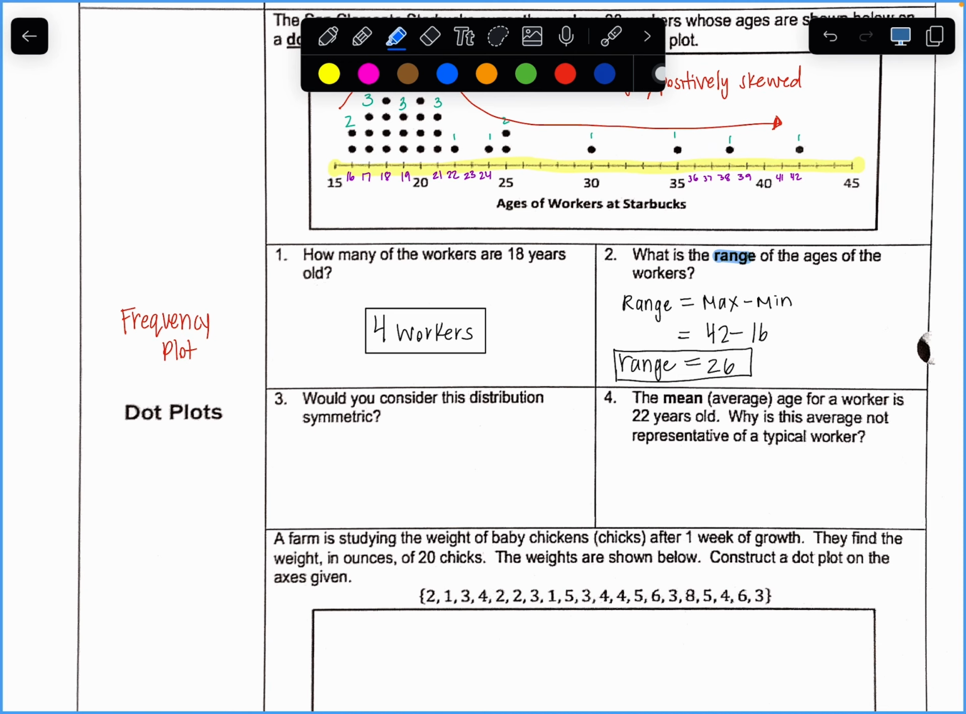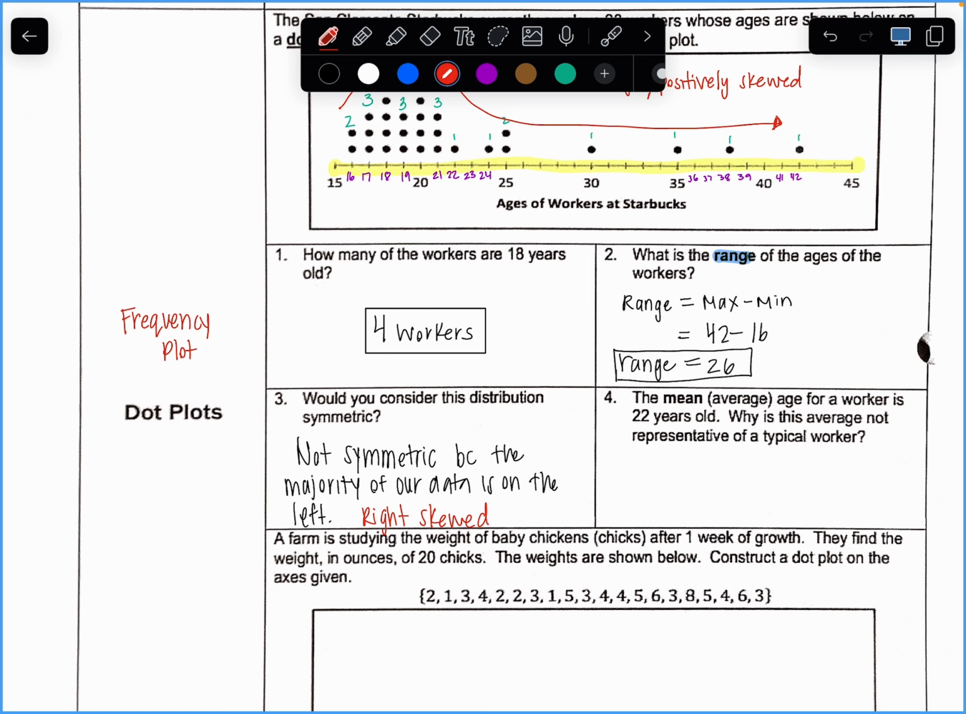He's allowed. So is this symmetric or not? Not symmetric. Because the majority of the data is where? Is on the left. So therefore we got a name for it. It's right skewed. Okay, right skewed.